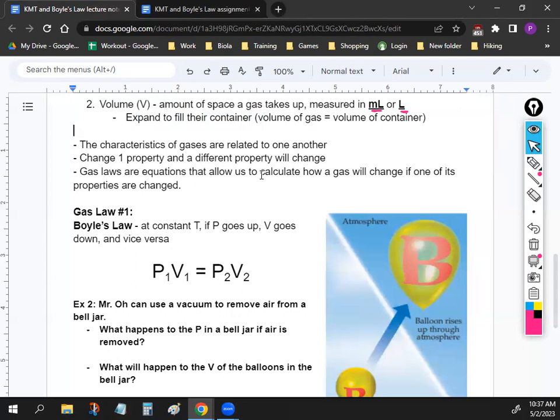Any questions on pressure and volume? Pretty easy to visualize, right? I'll talk about fart a lot during this unit because that's kind of how I think about gases, the easiest way to visualize it, but more on that later.